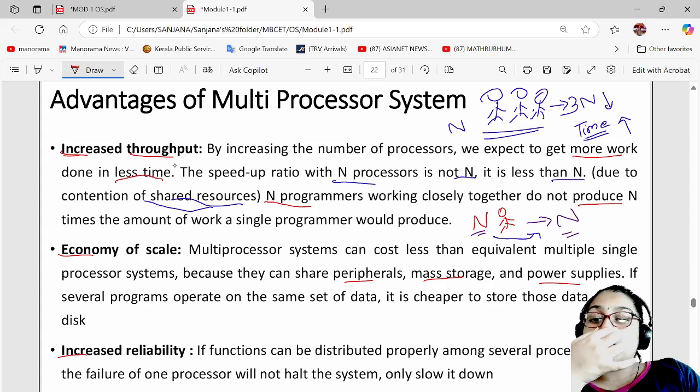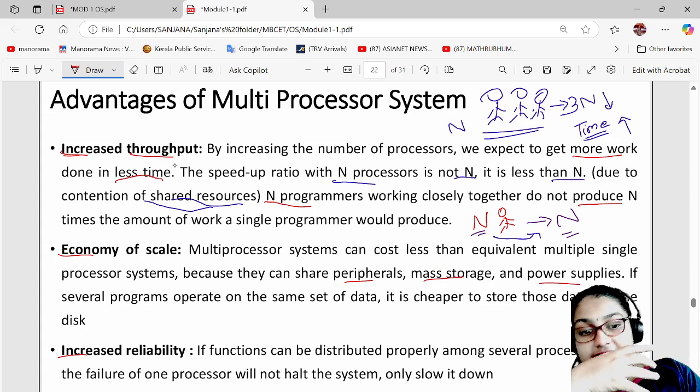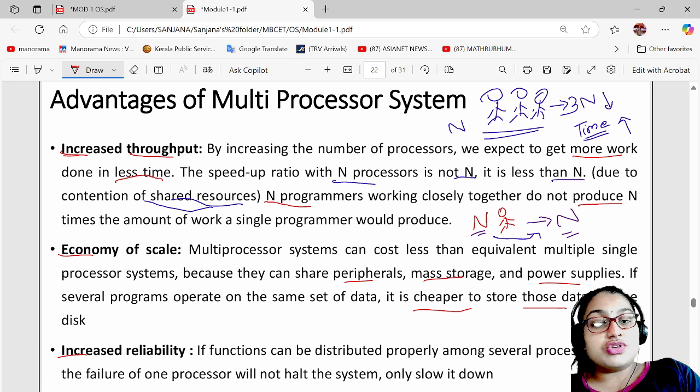So if several programs operate on the same set of data, it is cheaper to store those data on one disk rather than having multiple single processor systems. That is the economy of scale. Then increased reliability. If functions can be distributed properly among several processors, then the failure of one processor will not halt the system, it will only slow it down.